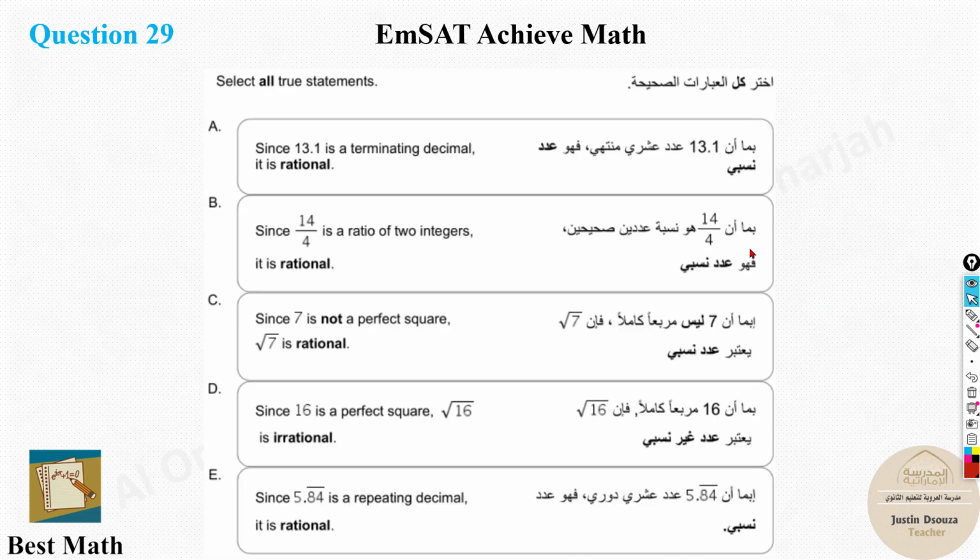We will move on to the next one. Select all true statements. Okay, let's look at them one by one. Since 13.1 is a terminating decimal, it is rational. Yes, what are rational numbers? Irrational numbers are continuous numbers, like the non-terminating decimals, the numbers which just don't stop. So this stops.